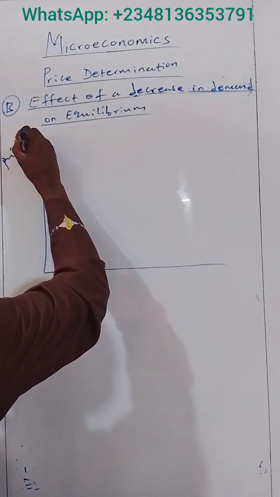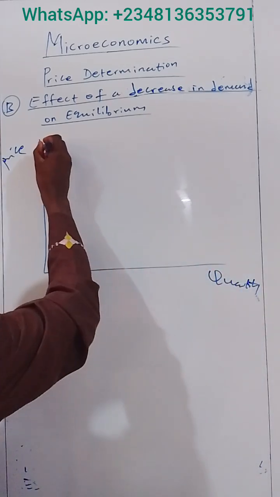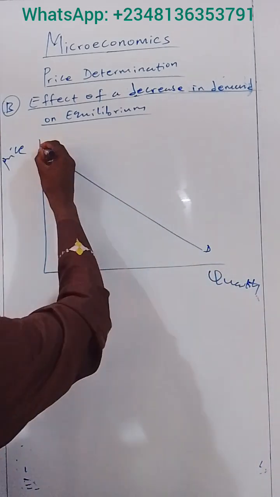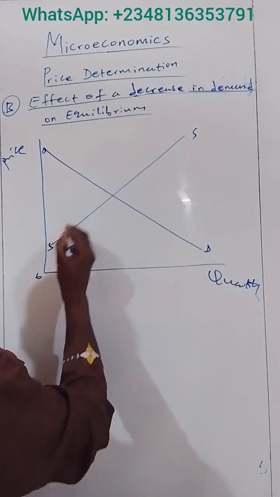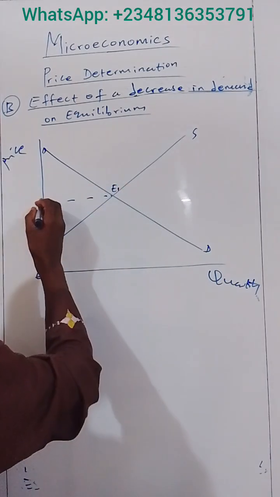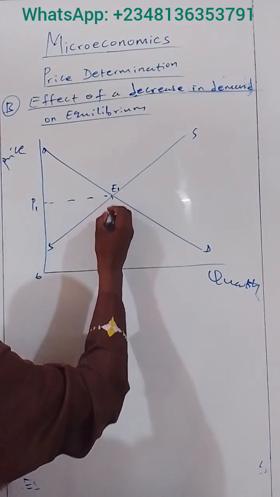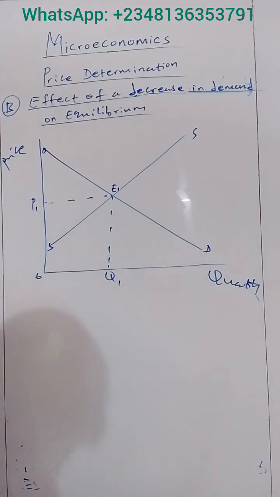Here we have the price. We have the quantity here. Here we have the demand curve, we have the supply curve, this is the origin, and this is the initial equilibrium. Let me call it P1, and this is Q1. This is the equilibrium. Now, we want to show the effect. We have the equilibrium already. So two components are expected to change here, the price and the quantity.